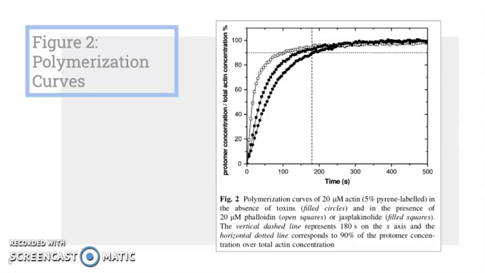Let's look at Figure 2, which shows polymerization curves. At the beginning of the experiments, the release of the inorganic phosphate from the newly formed 20 micrometer of 5% pyrene-labeled F-actin was monitored in the absence of the two toxins, as indicated by the filled circles, and in the presence of 20 micrometer phalloidin, as indicated by the open squares, or jasplakinolide, as indicated by the filled squares. The vertical dashed line represents 180 seconds on the x-axis, and the horizontal line corresponds to 90% of the protomer concentration over total actin concentration.